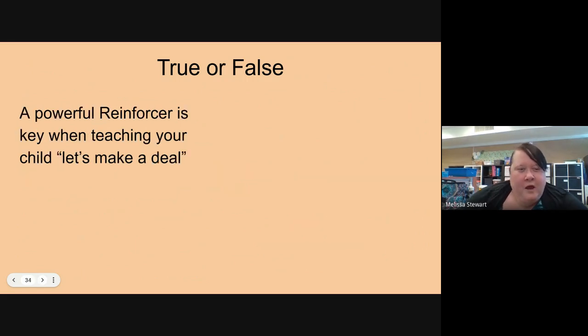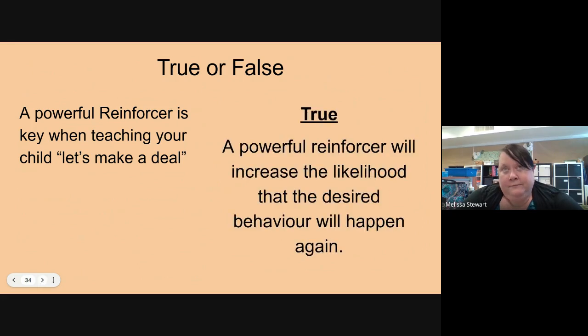True or false? A powerful reinforcer is key when teaching your child Let's Make a Deal. The answer is true. A powerful, sorry, I'll wait for the buzzer to stop. A powerful reinforcer will increase the likelihood that the desired behavior will happen again.